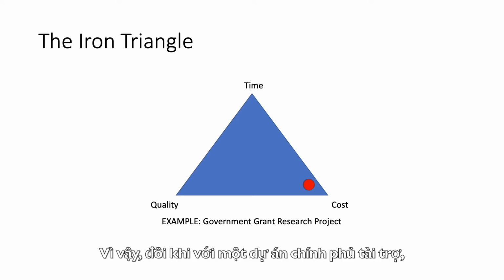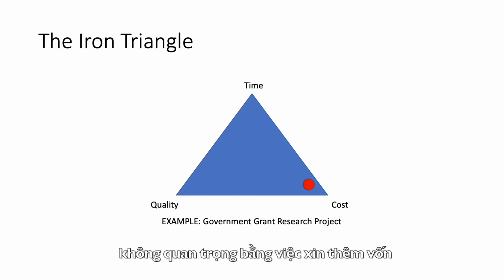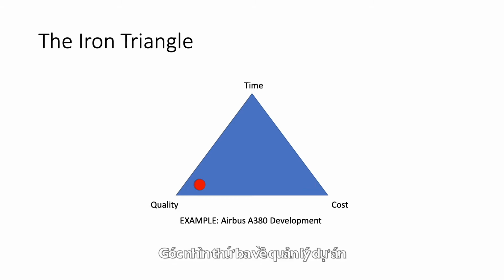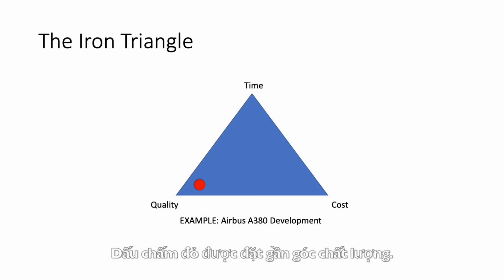So sometimes on government-funded projects, the amount of time required to complete the project or the quality of the result are significantly less important than making sure that the funds that are expended while managing the project almost exactly equal the budget. In this third view of the iron triangle for project management, we're talking about a project that is constrained by quality. So the red dot is very close to the quality corner.